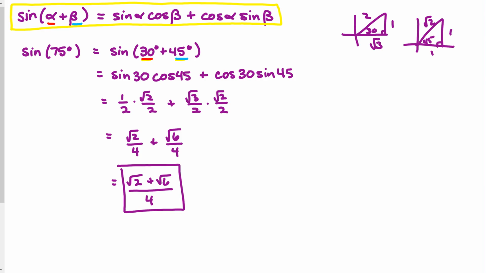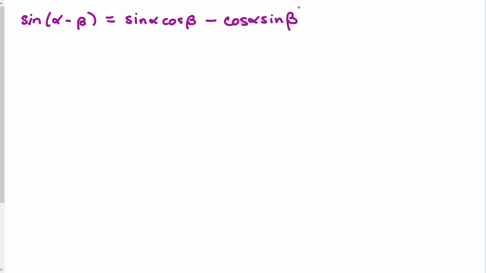Okay, let's move on to another identity, and the next one is the difference identity for sine. So this is if you had sine of alpha minus beta, a difference of two angles. And this is the sine of alpha times the cosine of beta minus the cosine of alpha times the sine of beta. Notice it's just like the first one, except it has a minus instead of a plus. So this is the angle subtraction or difference identity for sine.